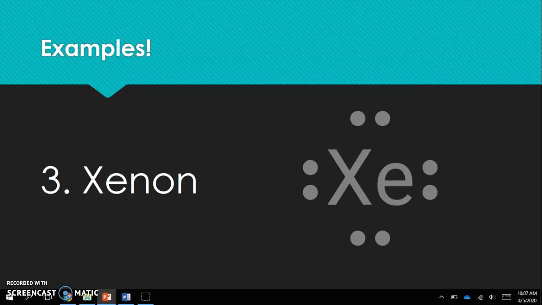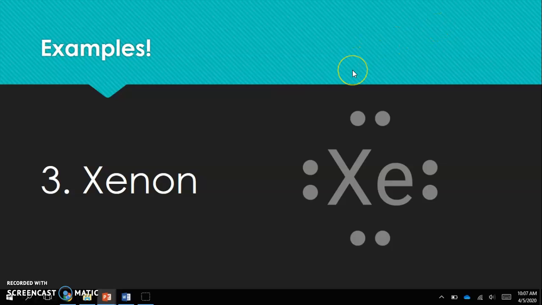Okay, let's do one more. So here we have xenon. Oops, this guy popped up a little bit sooner, but that's okay. So xenon is a noble gas, so that's in group 18 or 8A, indicating that, number one, he's a noble gas, so he's stable, and that he has 8 valence electrons in his outermost shell.